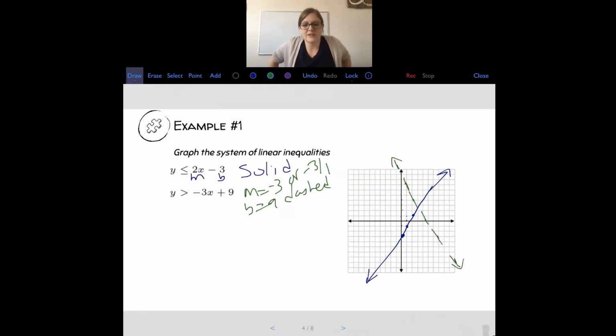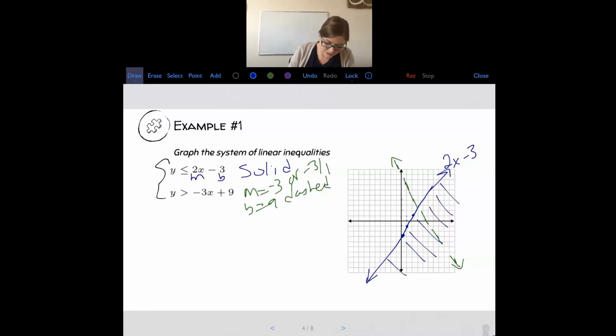Okay, so what I'm going to do is shade the pieces for each line individually, and then wherever the shading for each overlaps is the actual region that should be shaded on the homework system or as a final answer, because those are all of the ordered pairs that will satisfy both inequalities in the system. Okay, so the system is those two, y less than or equal to 2x minus 3 and y greater than -3x plus 9. So for the first line, I'm going to keep it in blue, y less than or equal to 2x minus 3. This is 2x minus 3. And this would be shaded below.